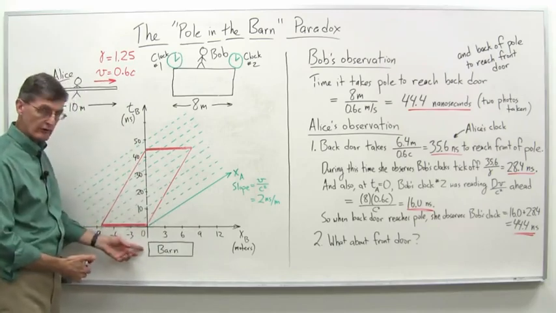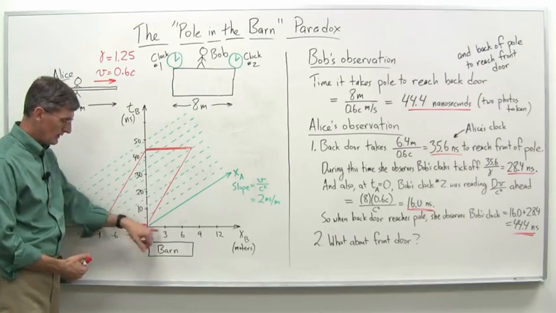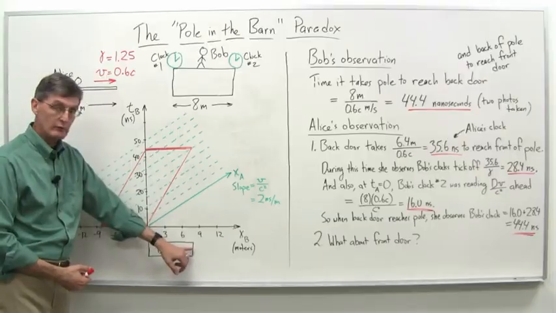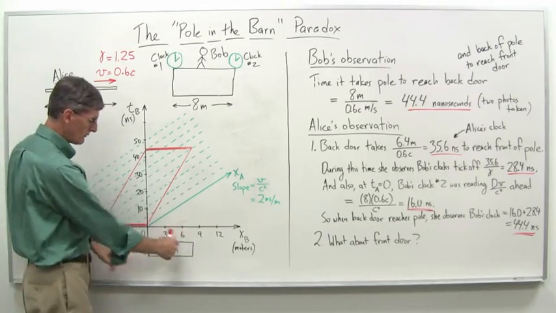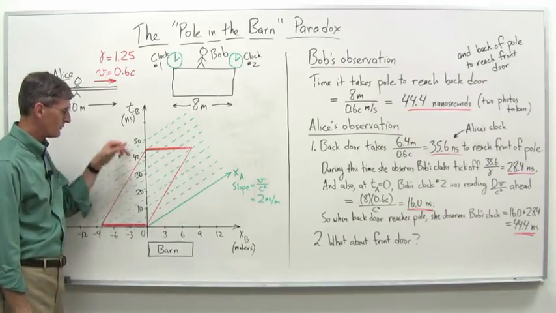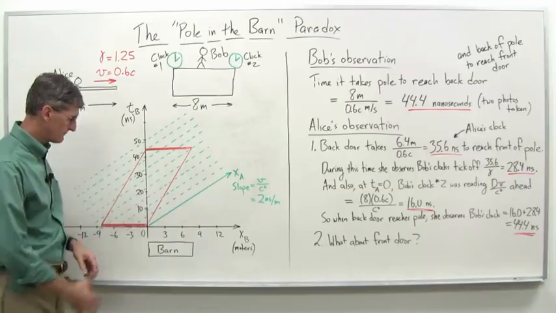Here's where the barn is. We're assuming the barn is at x sub b equals 0 and extends to x sub b equals 8. So that's 8 meters there, pretty close to that. And in nanoseconds, 10, 20, 30, 40 nanoseconds, and so on and so forth.